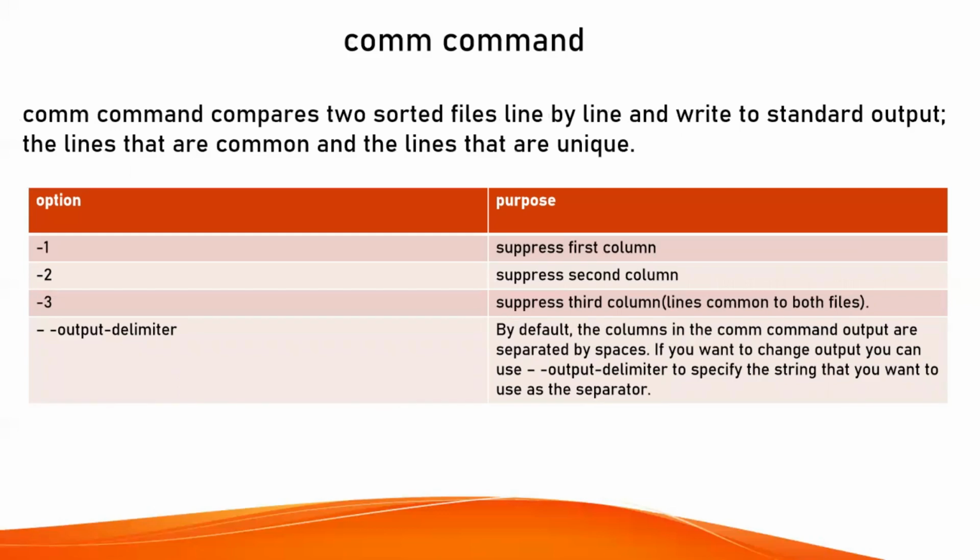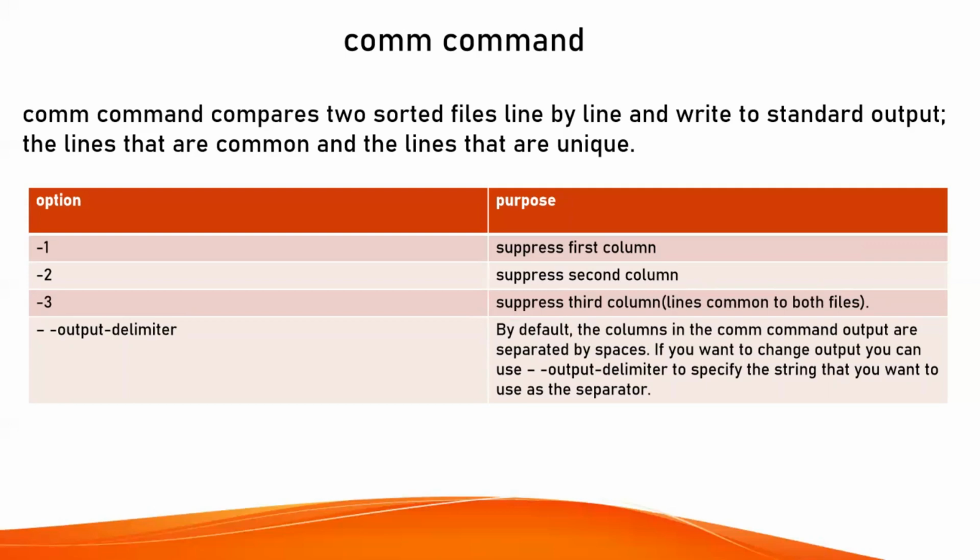The next important command is comm, which is short for common. The comm command compares two sorted files line by line and writes to standard output the lines that are common and lines that are unique. So in short, if you want to know the list of identical lines between two files, that's where you use the comm command.